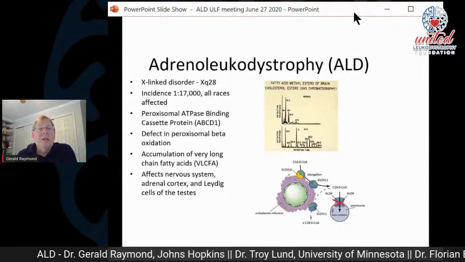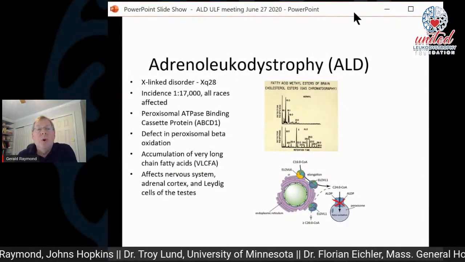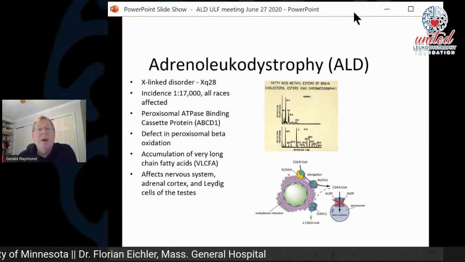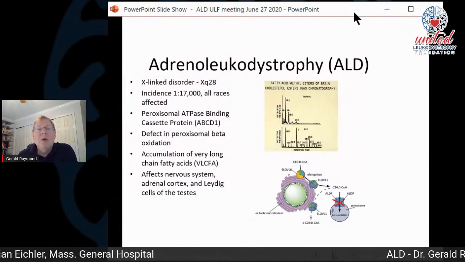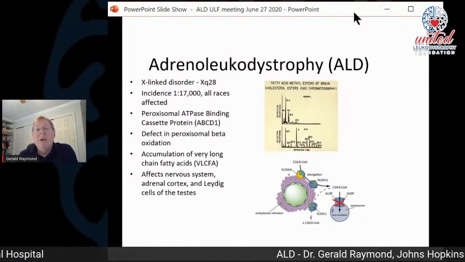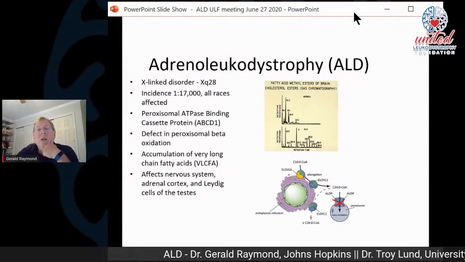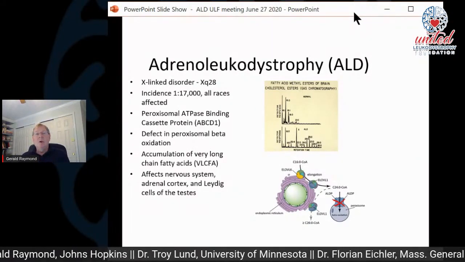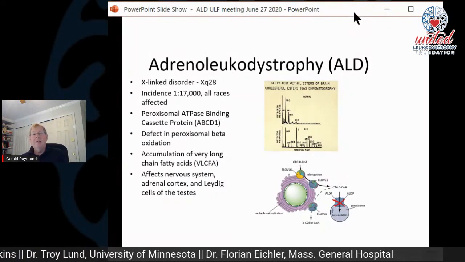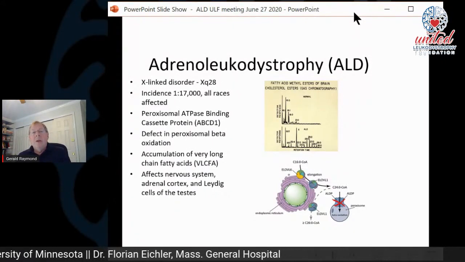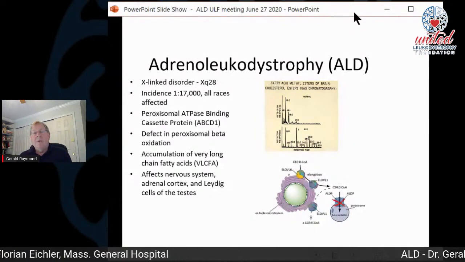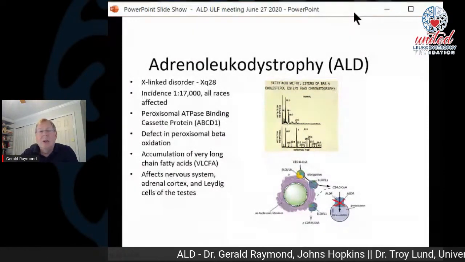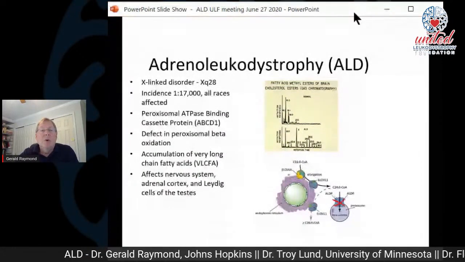Adrenoleukodystrophy is an X-linked disorder. It's located at Xq28. It has an incidence of about 1 in 17,000 with all the races affected. It's due to changes in the peroxisomal ATP-binding cassette protein, which results in defective peroxisomal beta oxidation and the accumulation of these unusual compounds called very long-chain fatty acids. And while they accumulate in all the tissues of the body, they predominantly affect the nervous system, adrenal cortex, and Leydig cells of the testes. And those are the organ systems we're going to focus on.